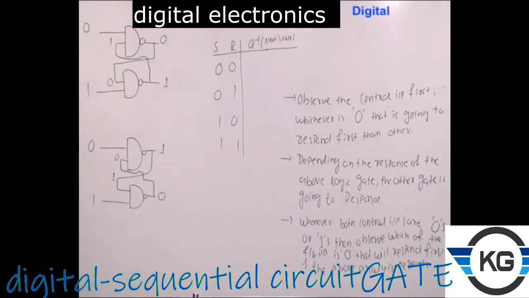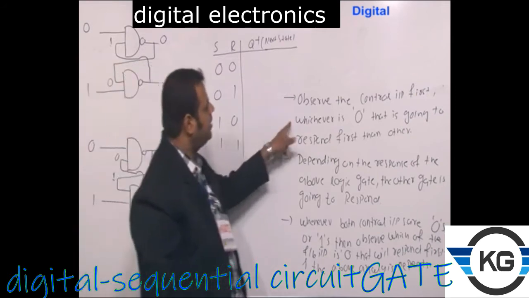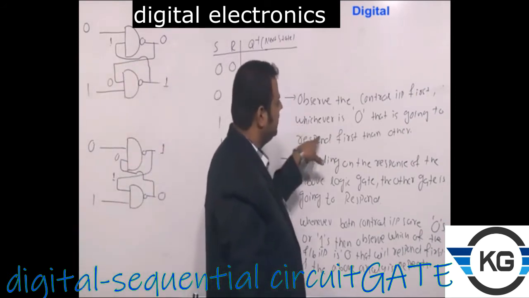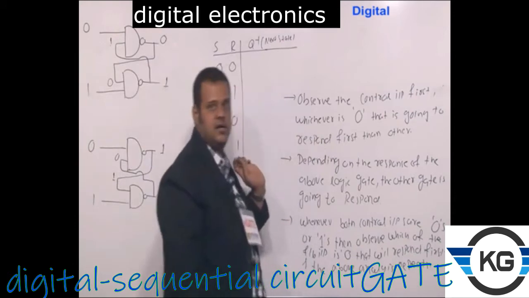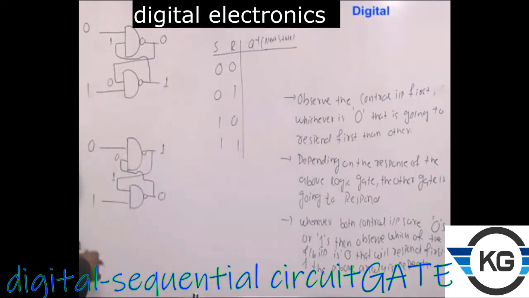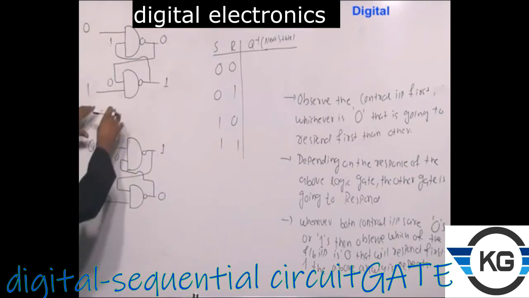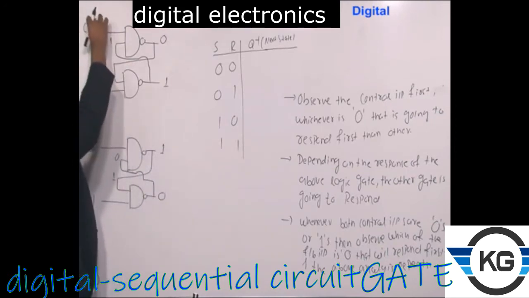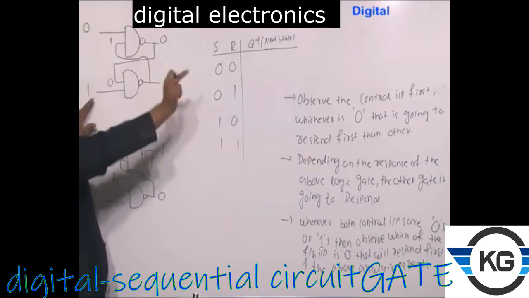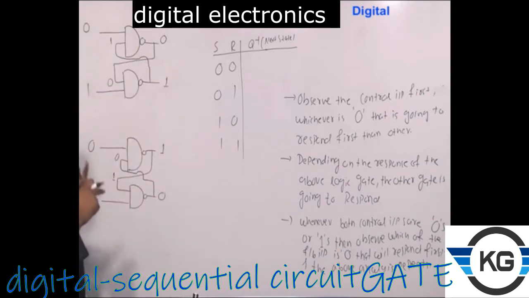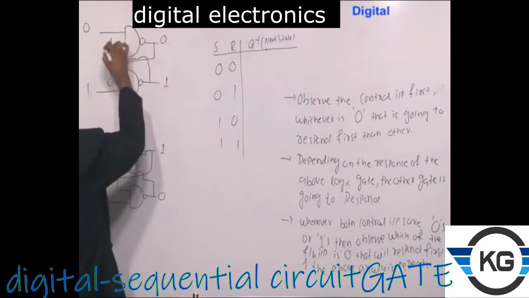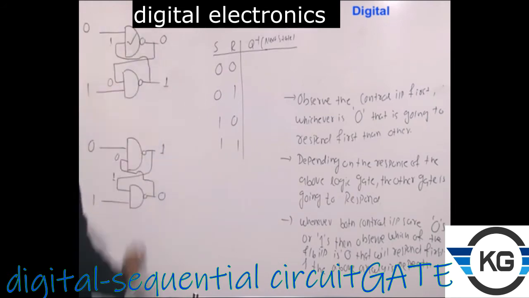Now observe the control input first. Whichever is 0 is going to respond first. I have already defined what my control inputs are. Out of these two terminals, this is the control input, so let us talk about this one. Observing the control input, this is 0 and this is 1. Whichever is 0 is going to respond first, so here this is 0 and it is going to respond first. I am putting a tick here.